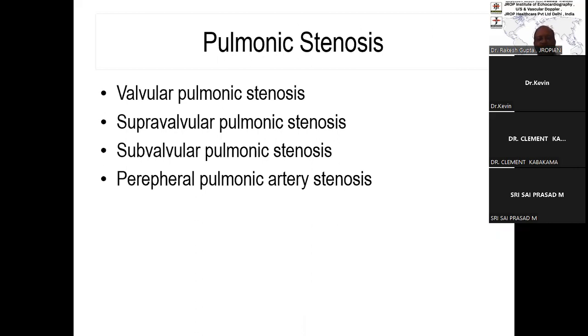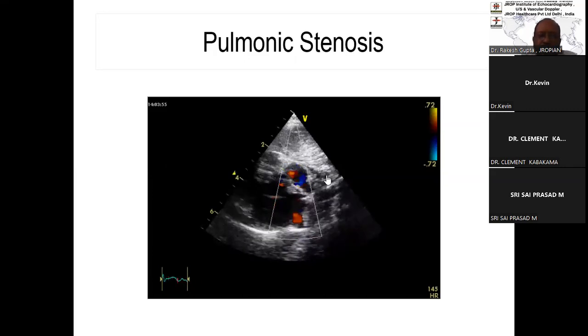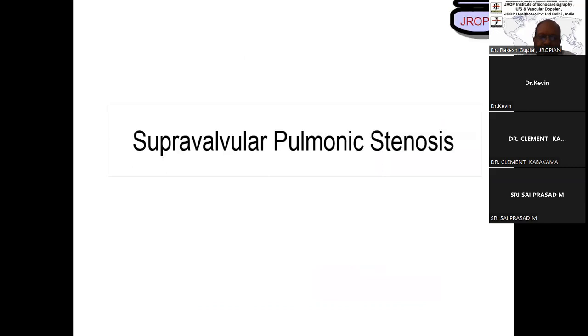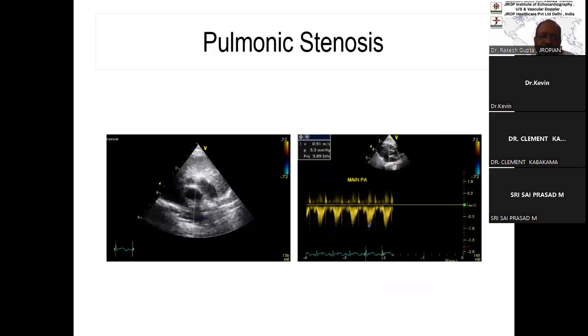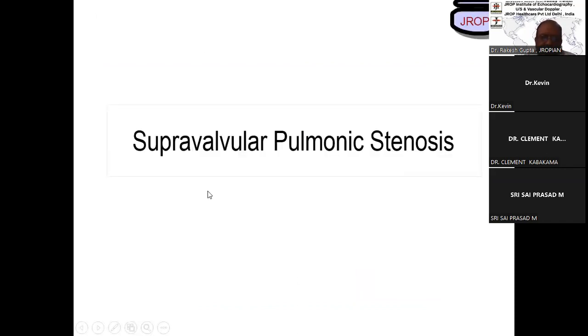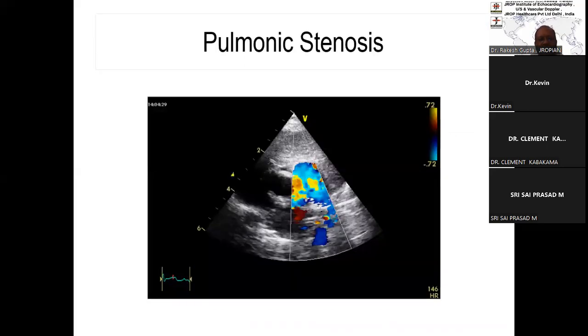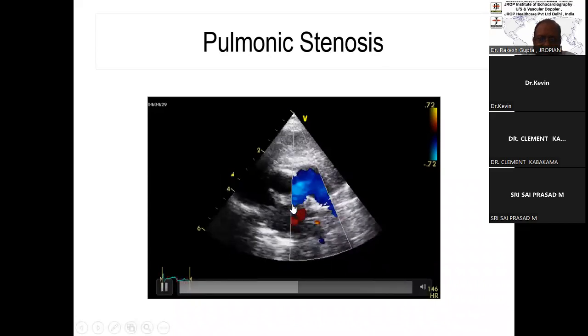Then comes pulmonic stenosis, and here is an example of valvular or infundibular pulmonic stenosis. Look at this as well; a whole turbulence is seen over here. This is known as pulmonic stenosis. Supravalvular pulmonic stenosis means distal to the interrogation point, that is supravalvular. Then comes subvalvular, before the pulmonic valve. And when the child is born, we have peripheral pulmonic arterial stenosis. As I explained earlier, why so? This is the right pulmonic artery, this is the left pulmonic artery.